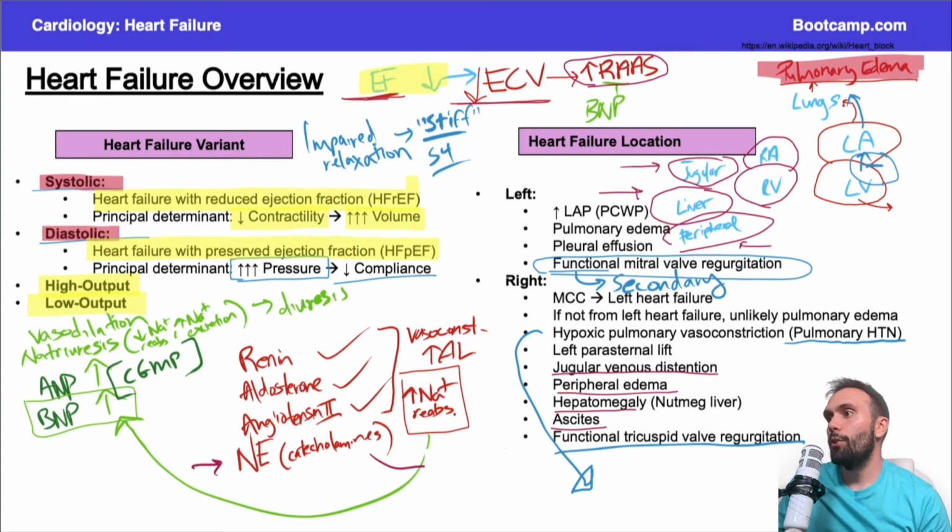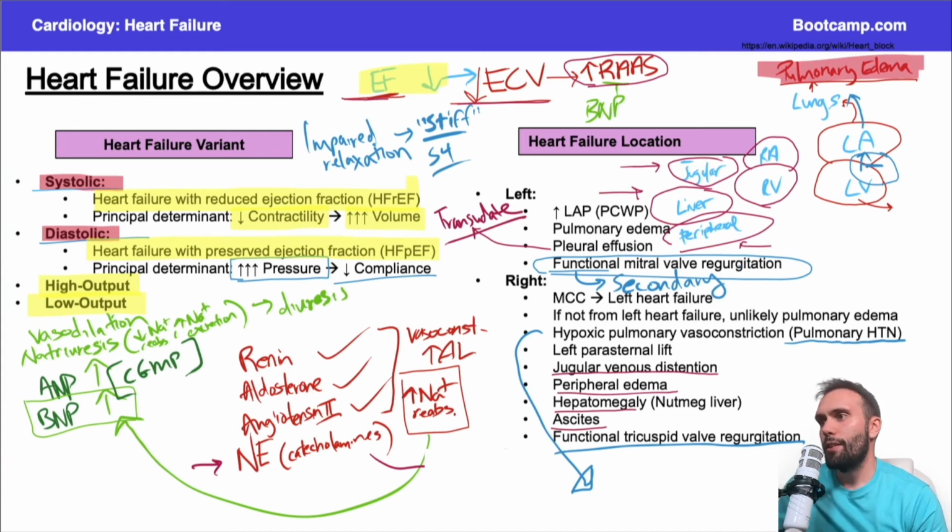Last thing here, pleural effusions. If you tap a pleural effusion in heart failure, it's going to be transudative. Okay, so remember that. These are transudative. Go back to your Light's criteria. Okay, and that's because the hydrostatic pressure is pushing fluid out into the pulmonary parenchyma. This doesn't have to do with malignancy or infection or anything like that. Okay, so that's why this is transudative.